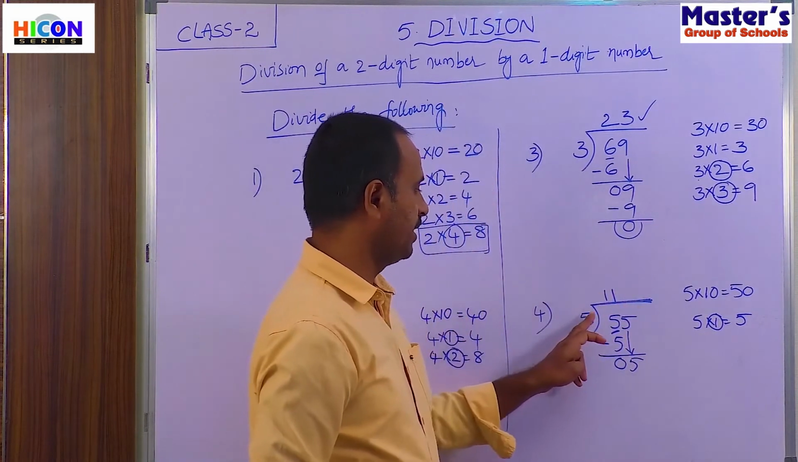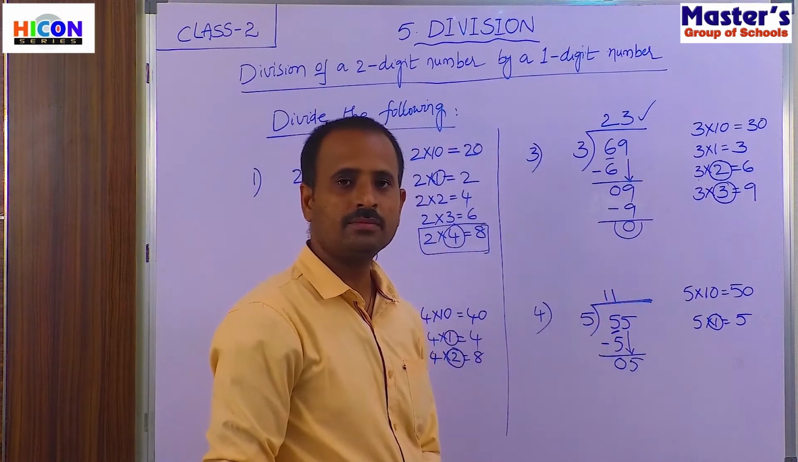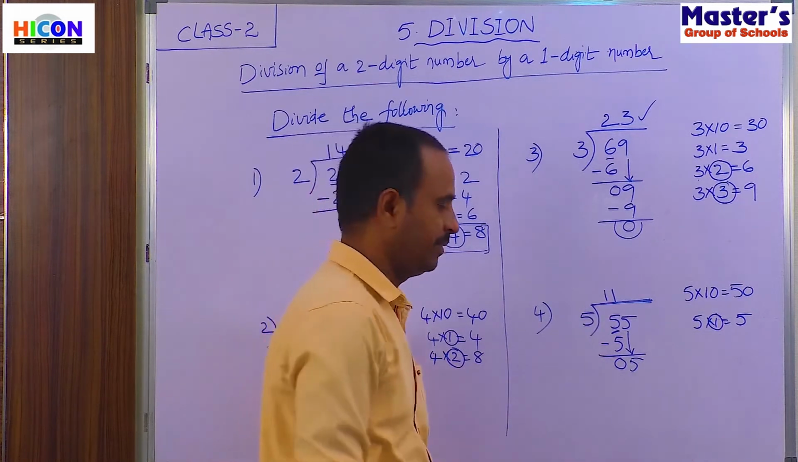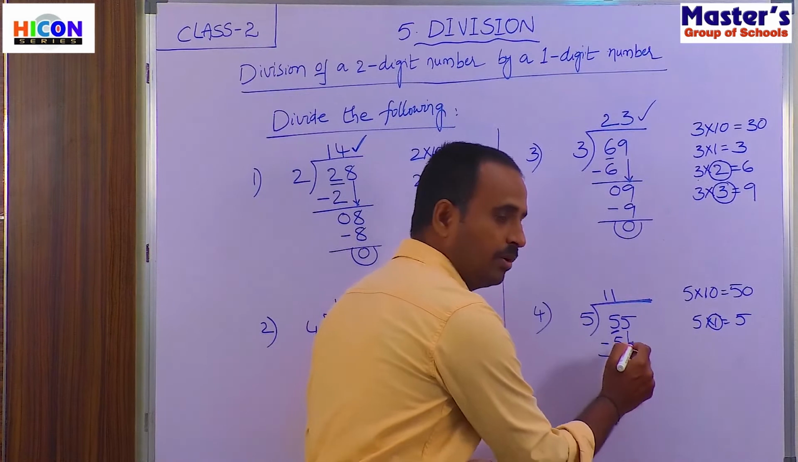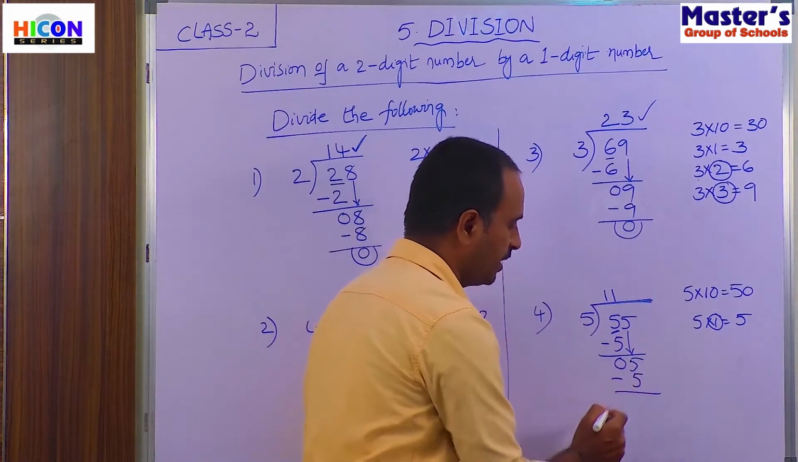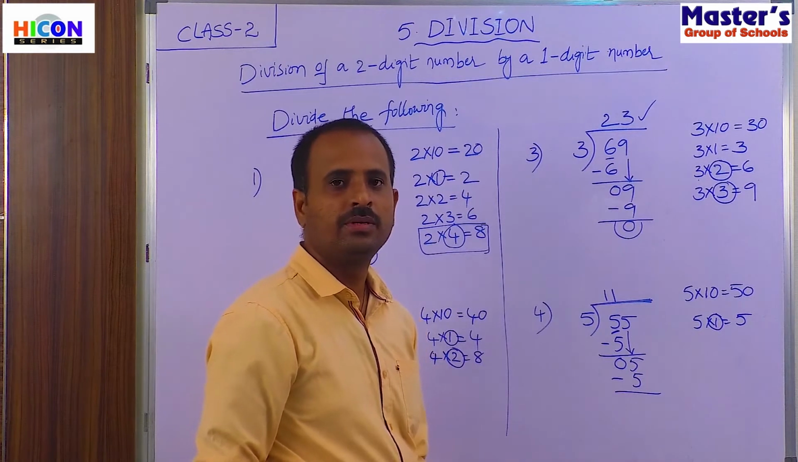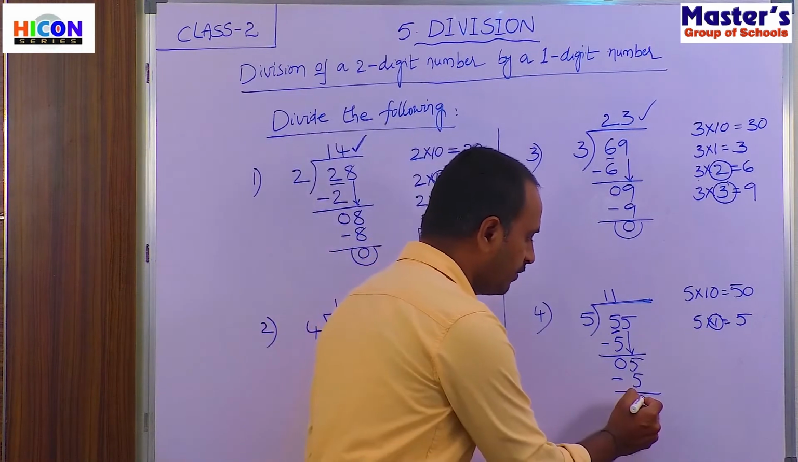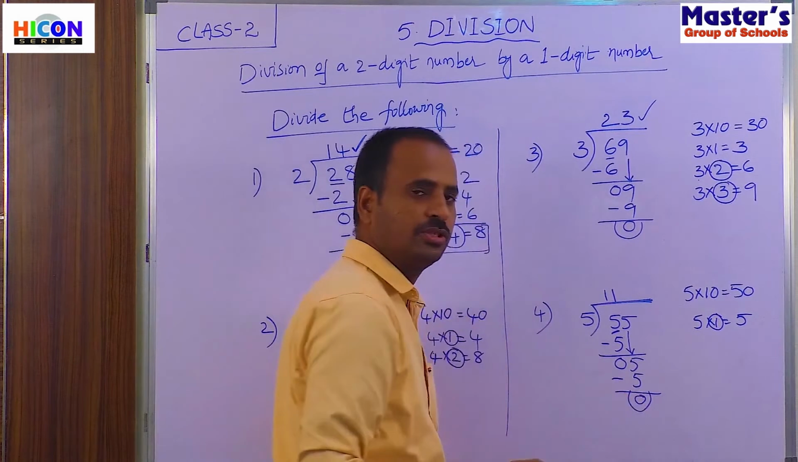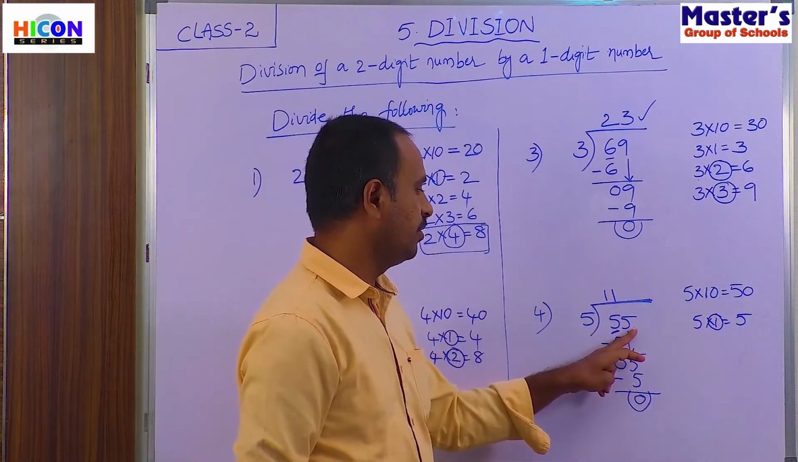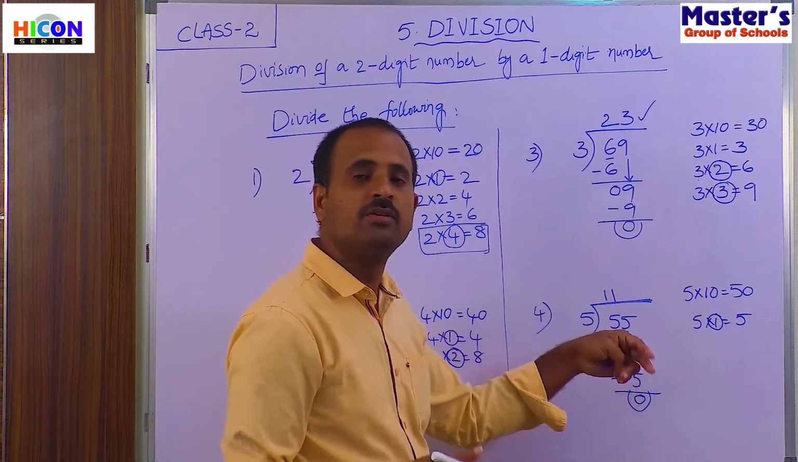And again multiply this 5 with 1. That is 5 into 1. 5 ones are 5. So write the product below the second digit and subtract. So 5 minus 5. Children, how much is 5 minus 5? 0. So 5 minus 5 is 0. The remainder is 0. And the division is completed because there is no third digit, there is no fourth digit.